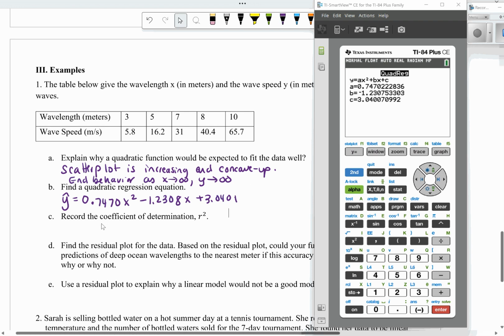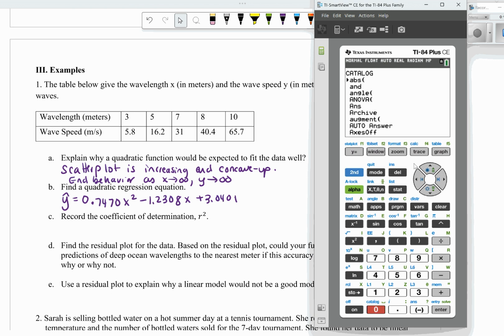So it also says to record the coefficient of determination, your r squared, which we don't have turned on right now. So just a reminder how to turn it on. Second, 0 is your catalog, and then the x inverse button scrolls you to the D's. We're going to turn our diagnostics on. So now I have to do the regression again, number 5. And now we have our r squared.